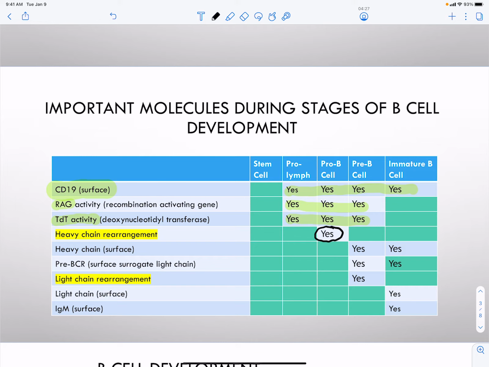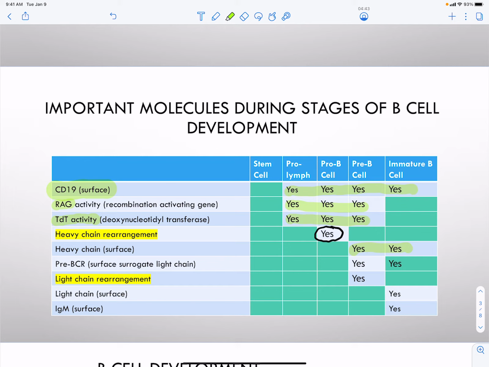Now, the other thing to keep in mind is that the heavy chain rearrangement occurs first. And so this is going to occur right after the pro-lymphocyte decides to become a B cell, and the heavy chain rearrangement begins. After heavy chain rearrangement, you are going to have the heavy chain on the surface for the remainder of the life of that particular B cell.